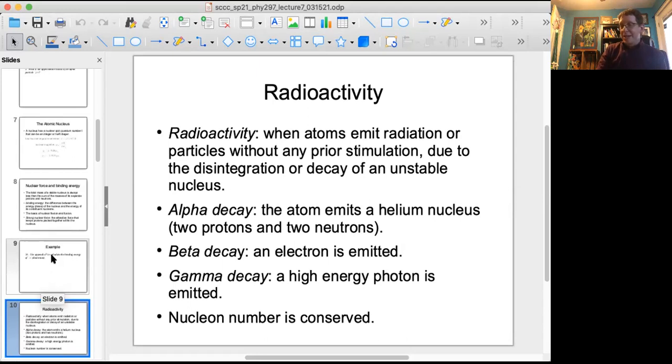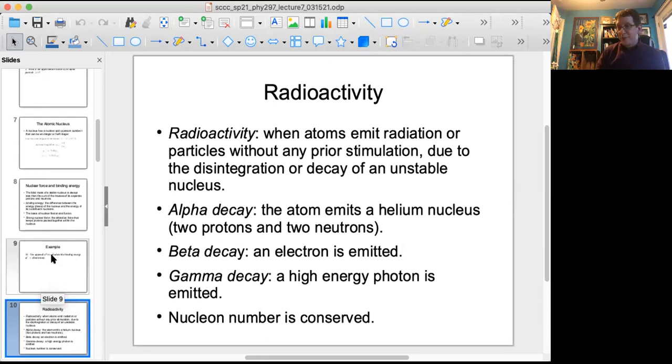With beta decay, an electron is emitted. And with gamma decay, a high energy photon is emitted. So there are basically three ways that you have radioactive material.